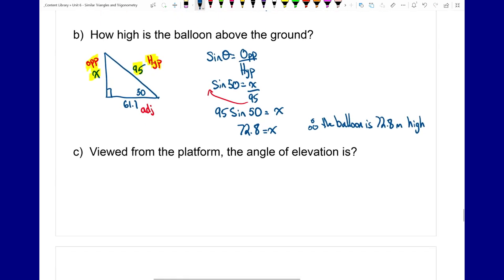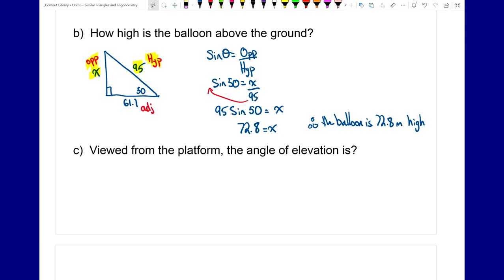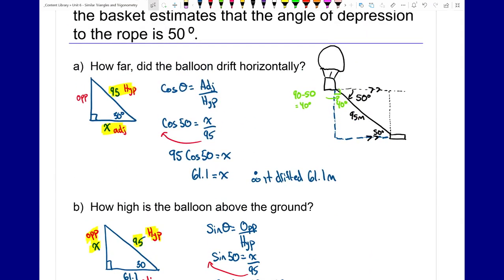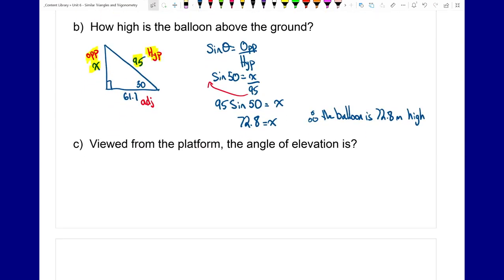Lastly, viewed from the platform, the angle of elevation is, and we've kind of already dealt with that, right? Because of the triangles that we used at the beginning up here, we've already determined what that angle of elevation is. But again, we'll just draw a quick diagram. So we have our balloon. It's at the end of a taut rope, which is 95. We know the angle of depression from the horizontal is 50.